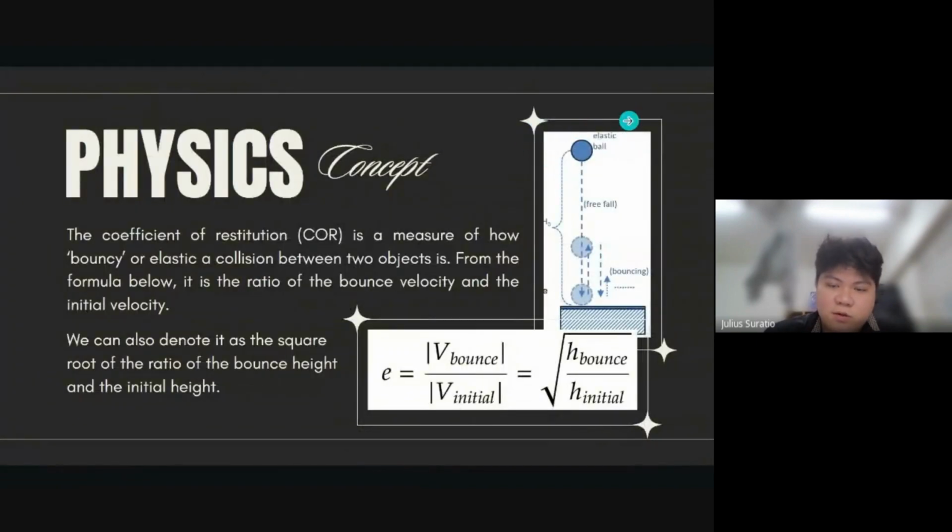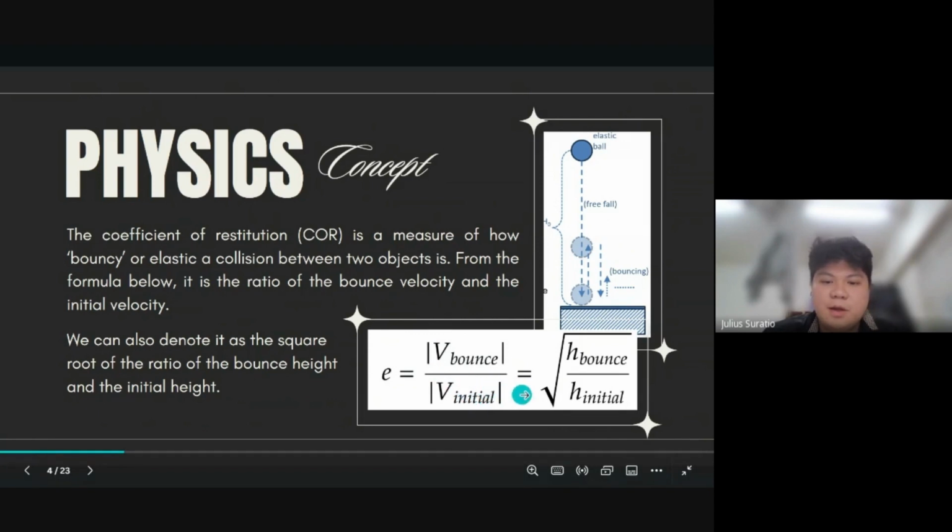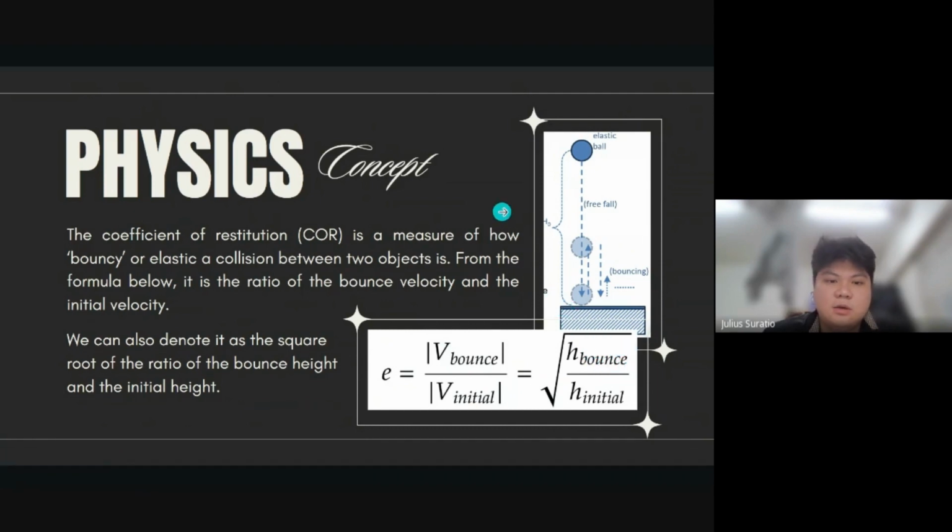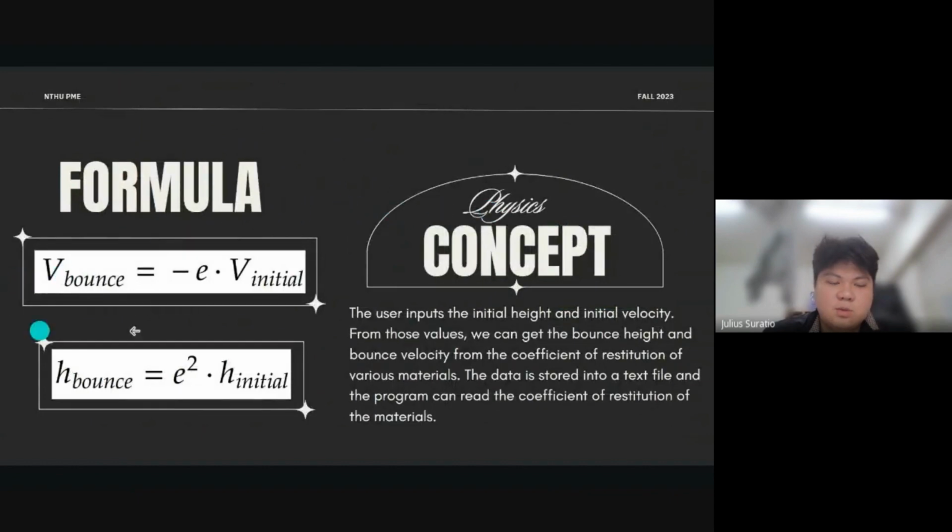First of all, the physics concept behind this simulation would be the coefficient of restitution's formula, which is the absolute value of bouncing velocity and the initial velocity. It can also be denoted as the square root of the ratio of the height of the bounce and also the height of the initial state. So this is what we get from those fundamental formulas.